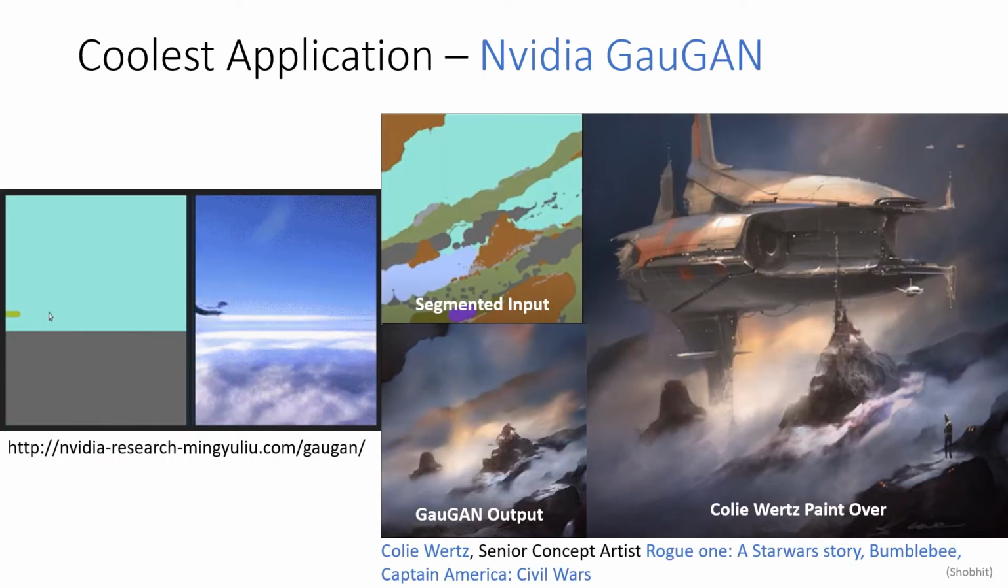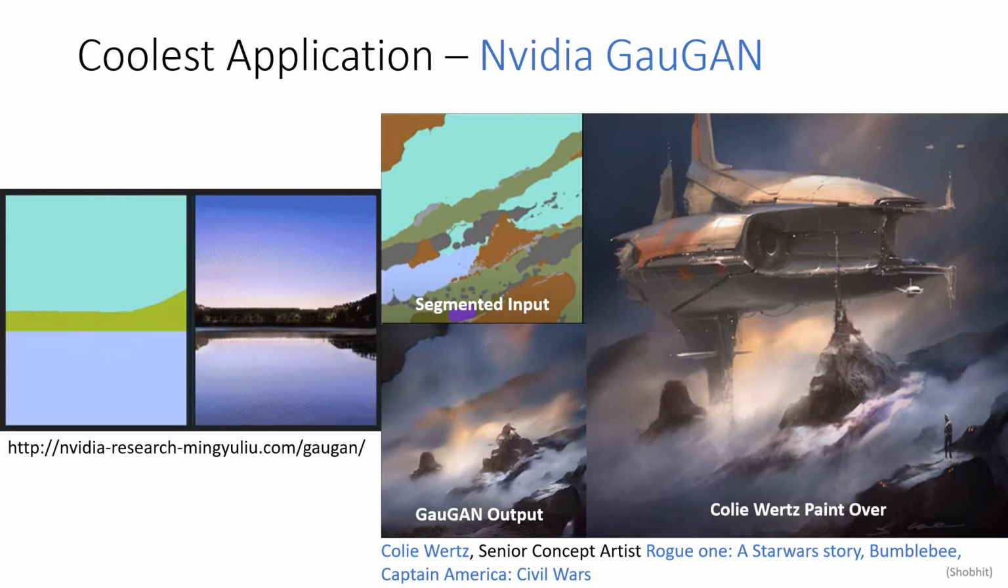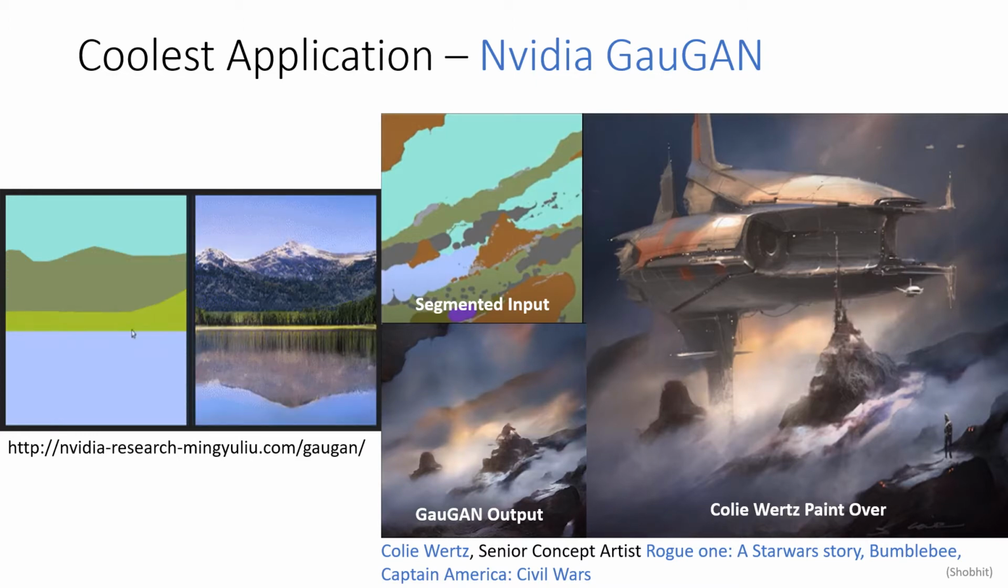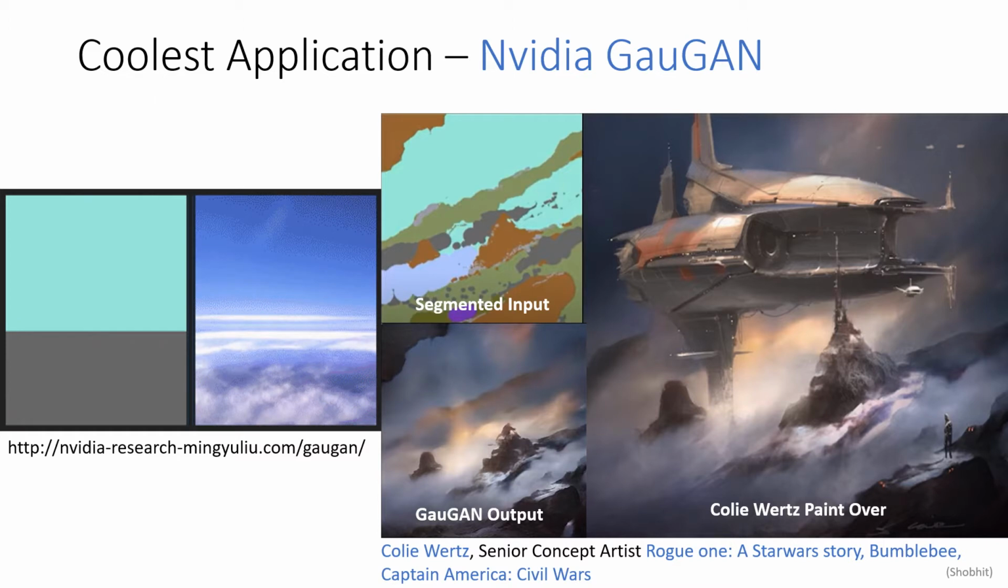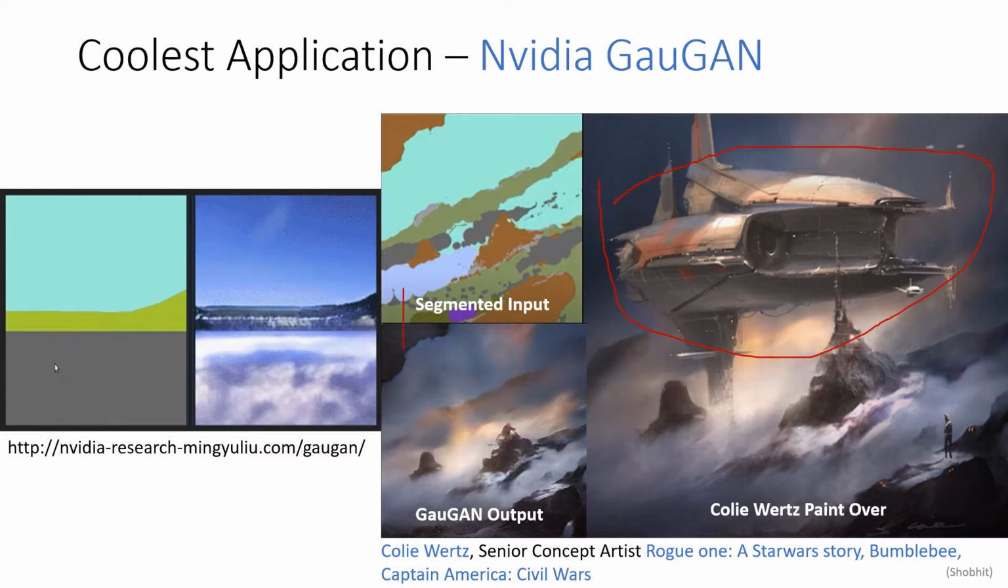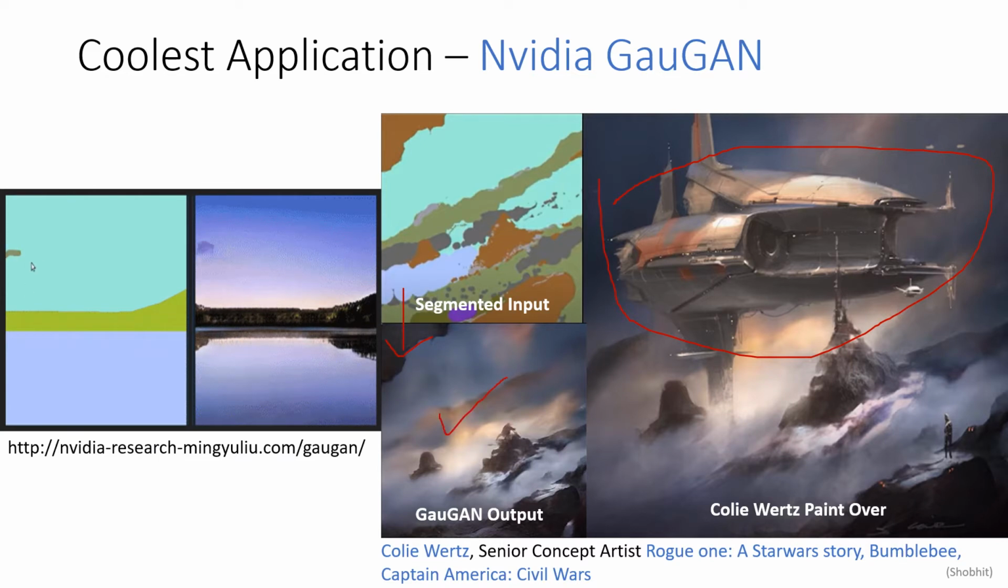Another application of GAN is NVIDIA GauGAN. Due to this, everyone becomes an artist. You just need the imagination. You can draw anything by putting some rough brush strokes. This paint-over is done by Collie. What he did was give the segmented input to GauGAN and GauGAN gave this mesmerizing output.